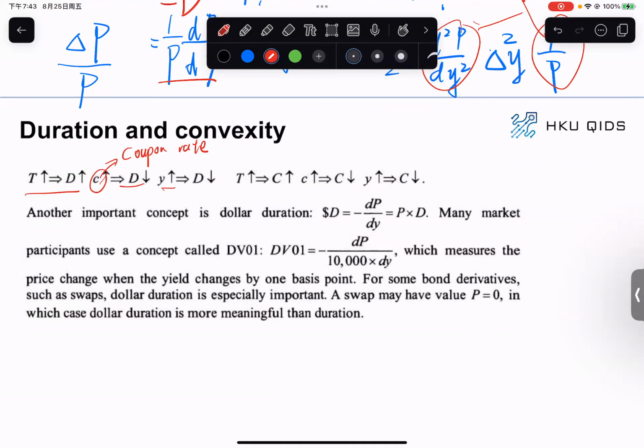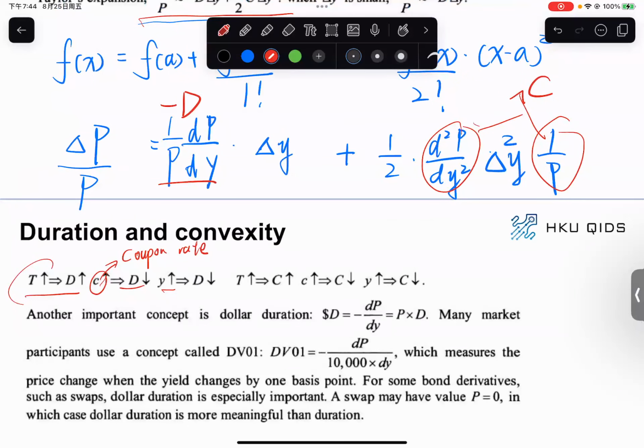Another important concept is, first about that, it is actually quite simple. With more time to maturity, there is more uncertainty about the future because you have a longer time to wait, right? So the volatility is going to be high, which means the rate of change is going to be higher. And with a higher coupon rate or more yield, it means that it pays better. As long as it pays better, for every amount of change in yield, the amount of price change is going to be smaller, because it is more stable and more robust.